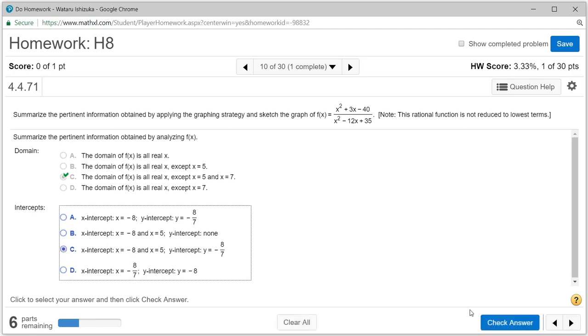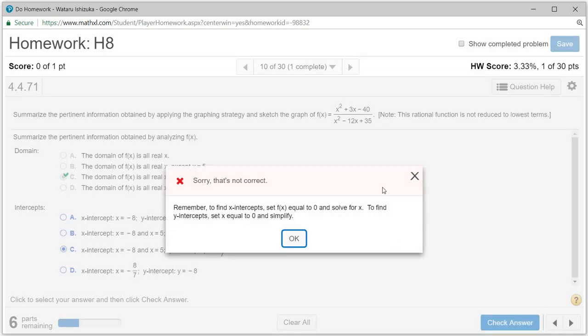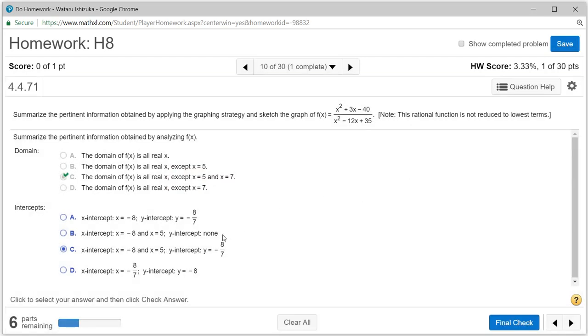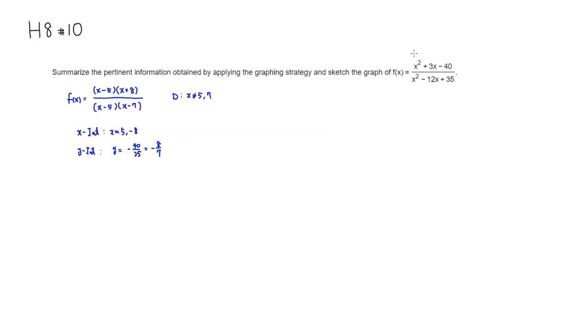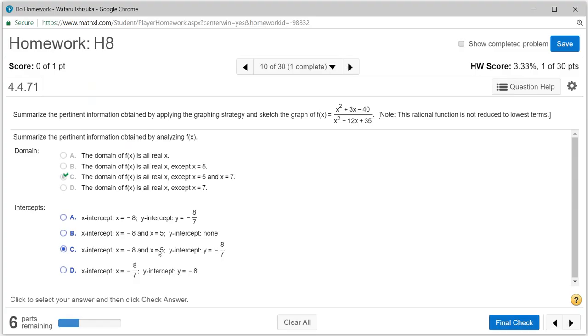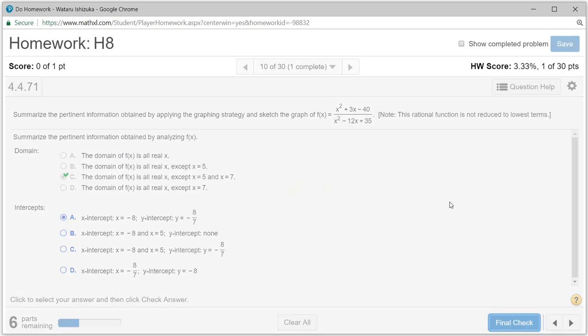So C is the right answer. Let's check that. Oops, actually, I messed that up. Let's see, where did I go wrong? Oh, okay, sorry. X cannot be 5, so I have to eliminate that because x is not in the domain. So it's actually just negative 8, and the y-intercept is negative 8 over 7. Sorry about that. This should be it.